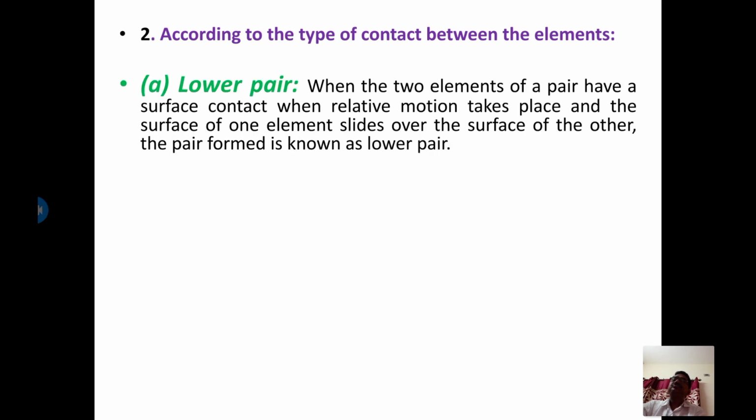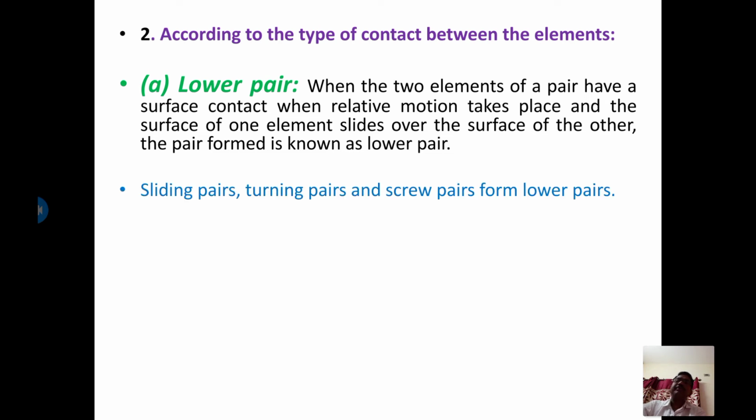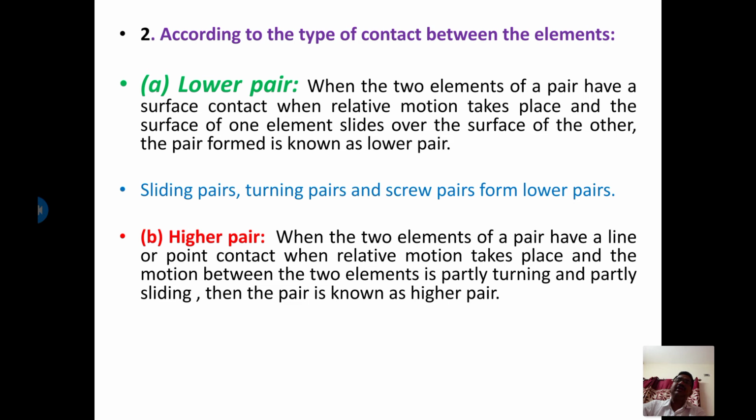Next, classification of kinematic pairs according to the type of contact between the elements. Lower pair: when two elements of a pair have surface contact, and when relative motion takes place the surface of one element slides over the surface of the other, the pair formed is known as a lower pair. So sliding pair, turning pair and screw pair form the lower pairs. Any sliding pair, turning pair and screw pair can be taken as a lower pair.